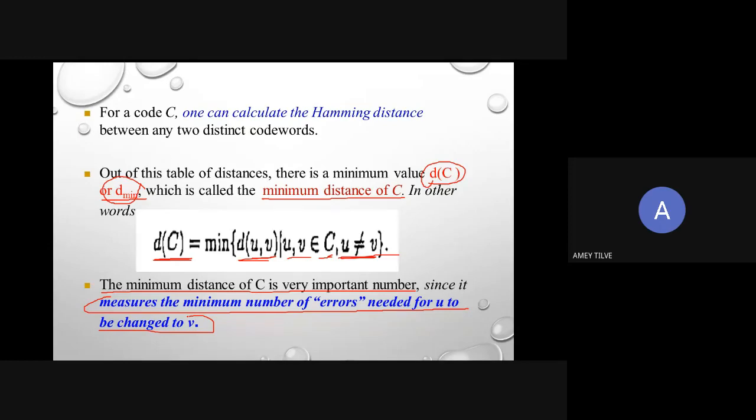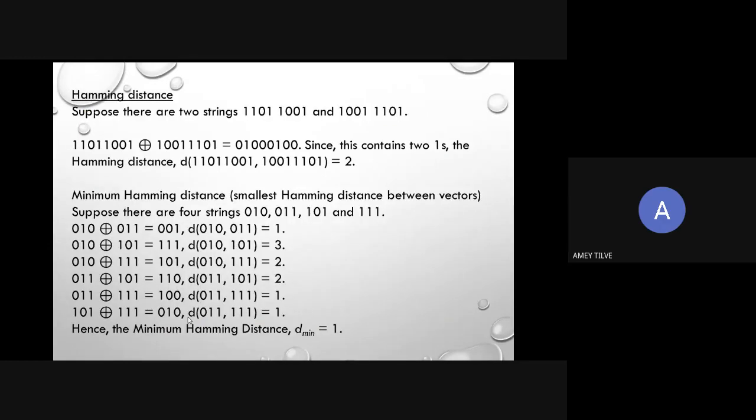Let's see an example. I've put a simple example. Now we are trying to differentiate between a Hamming distance and a minimum Hamming distance. This is Hamming distance. Suppose there are two vectors, vector 1 and vector 2. How do we calculate the Hamming distance? What we did previously, in my previous slide.